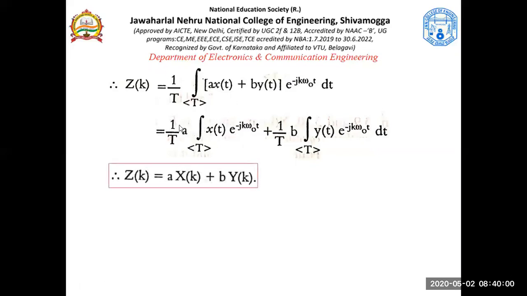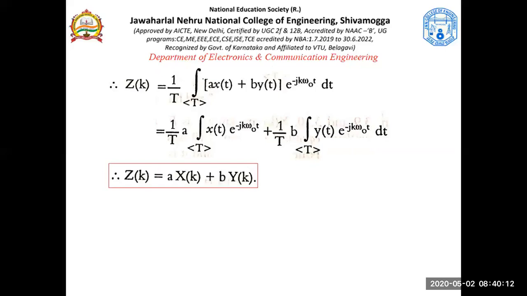And if you leave aside a, what is 1 by T times the integration of x of t e power minus j k omega naught t? That needs to be understood. So what is that? That would be this. This is x of k. If you take a aside, what is left is x of k, and if you take this b aside, what remains there is y of k.